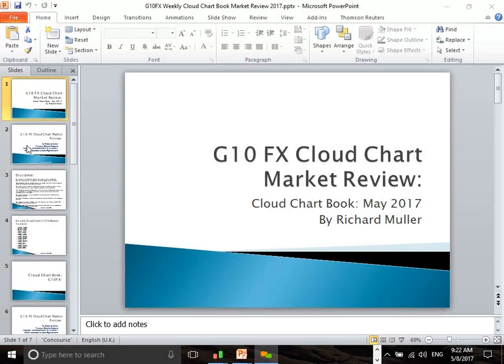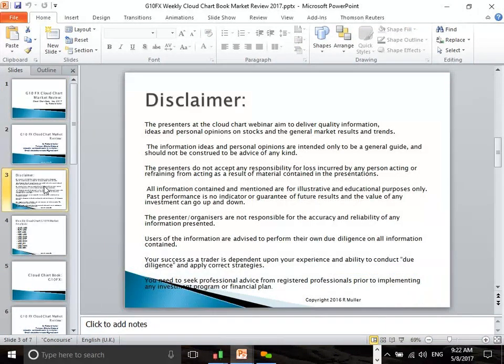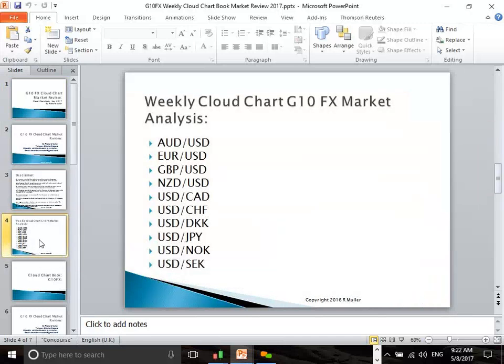Good morning, everybody. It's Monday, the 8th of May, and this morning I'd just like to do a brief G10 FX cloud chart market review. It's the usual disclaimer. So going to look at a couple of G10 currency pairs, and particularly the Euro-US dollar and GBP-US dollar. Those are particularly interesting for this coming week. But yeah, let's kick off.